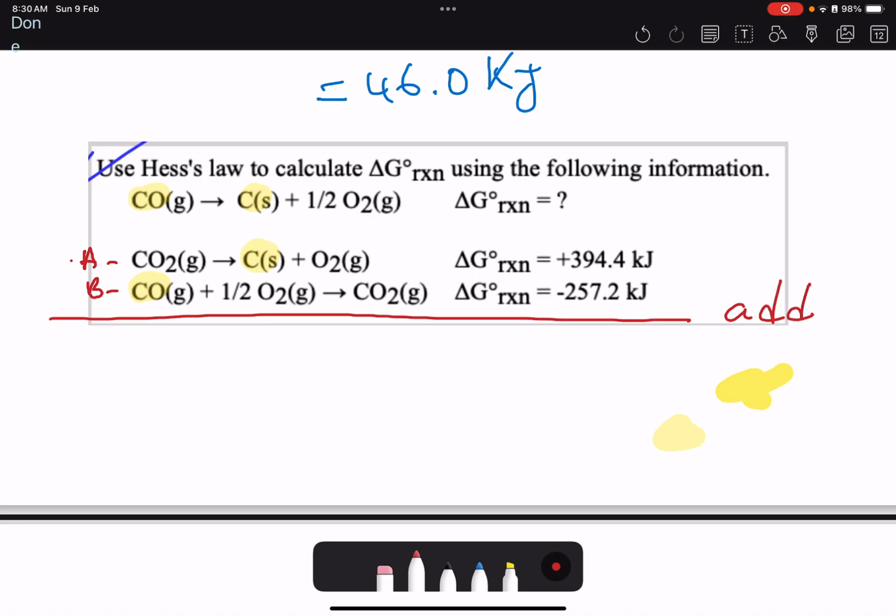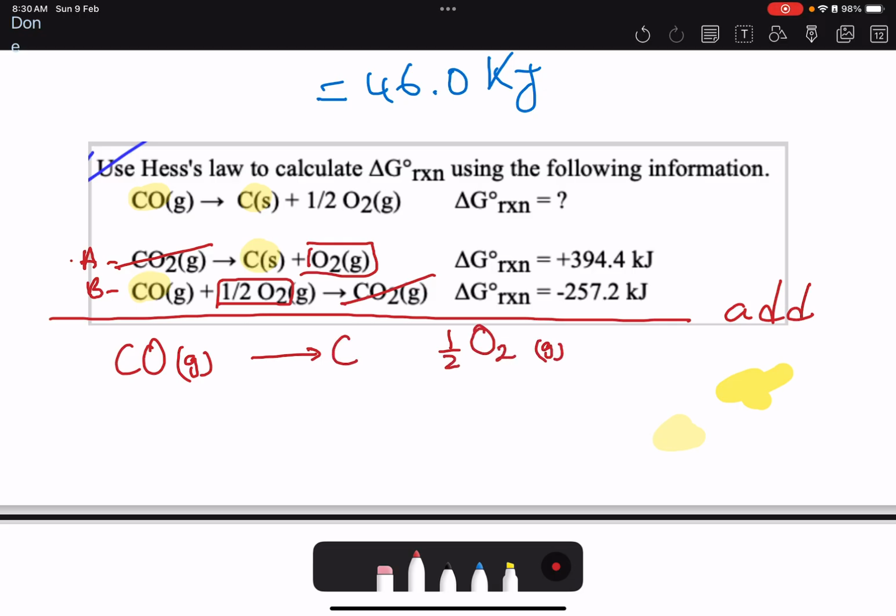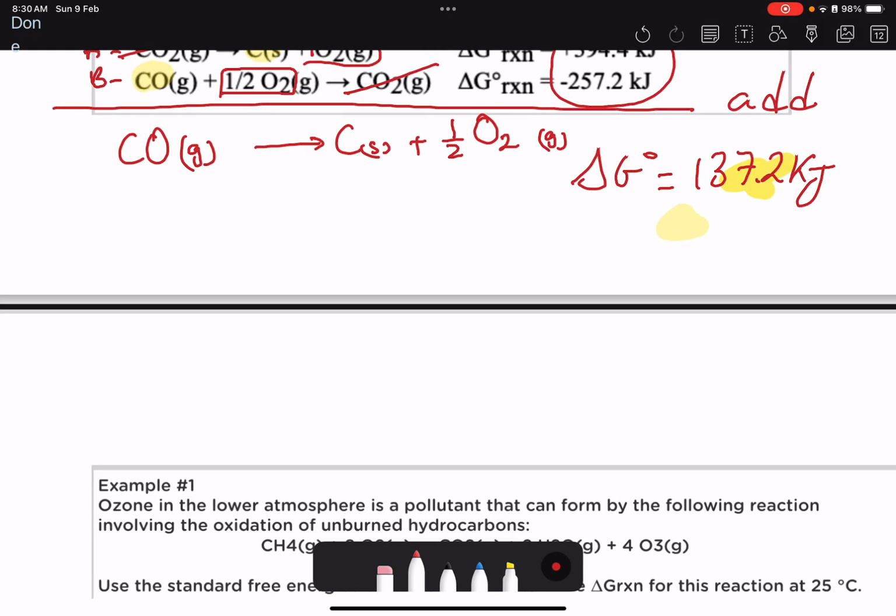So CO2 from this side and CO2 from this side, because they are common, they cancel out. So I have carbon monoxide gas. Now, I have half molecule of O2 versus 1 O2. So here remains half oxygen molecule and the carbon solid. So the final delta G will be adding these two values, and that is equal to 137.2 kilojoule.